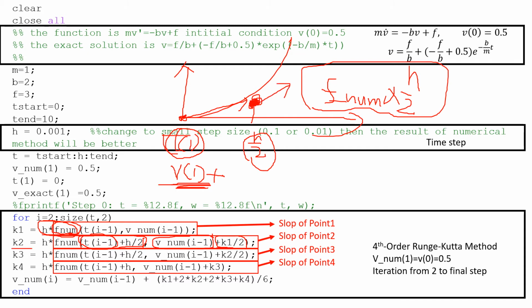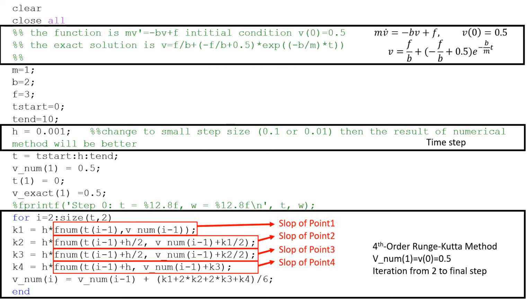So it will be the K2, the second slope, multiply the H. This part is the second slope for point 2, and multiply the H. So it will be the incremental. If I have a slope here, and I have a time duration H, so this part is K2, the incremental in the velocity. It is the K2 here. Okay. So when you apply the same rule, we can get the K3.